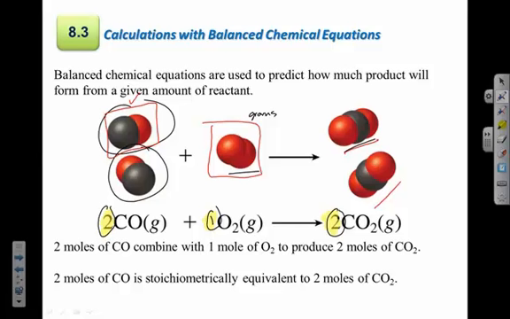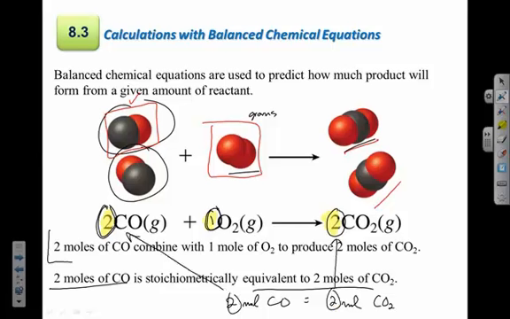You need to be able to recognize how much oxygen you need if you want to convert carbon monoxide into CO2. So the balanced reaction tells me 2 moles of CO, because of the 2 here, requires 1 mole of oxygen to react with it. And if that happens, I'll get 2 moles of CO2. So I can say 2 moles of CO is equivalent to 2 moles of CO2. This is a relationship. The relationship between moles of one substance and moles of another substance comes from whatever those coefficients are in the balanced reaction.